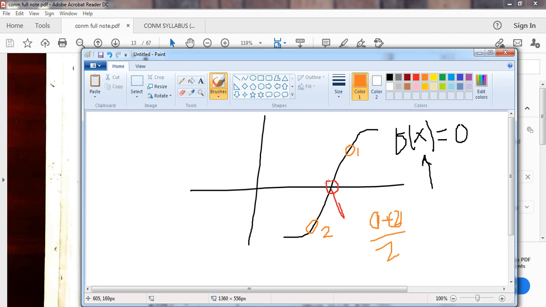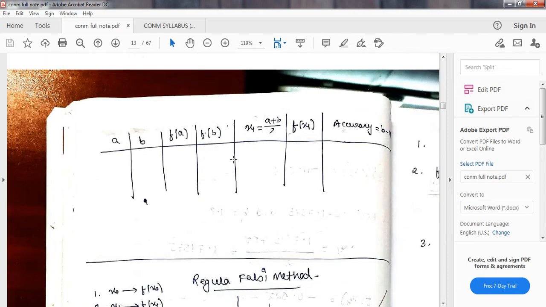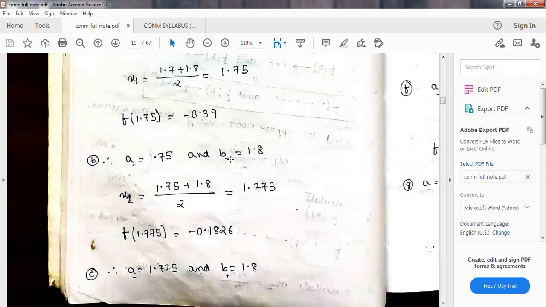In the regula falsi method, we found a straight line and we found the equation of the straight line. In the equation of the straight line we put y equals 0 and we found this value. So these were the two methods which we used in order to find out the roots. As you can see, this is the bisection method.